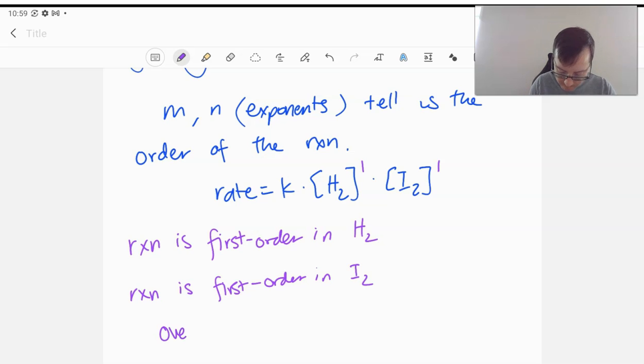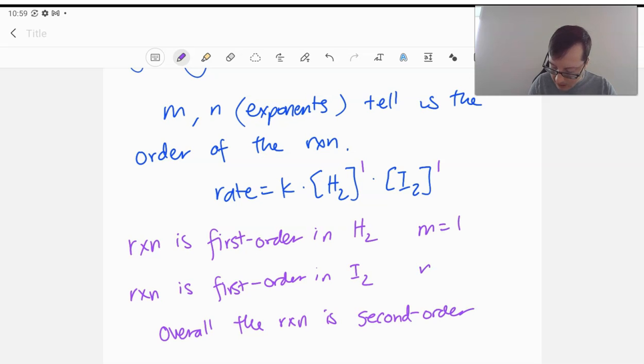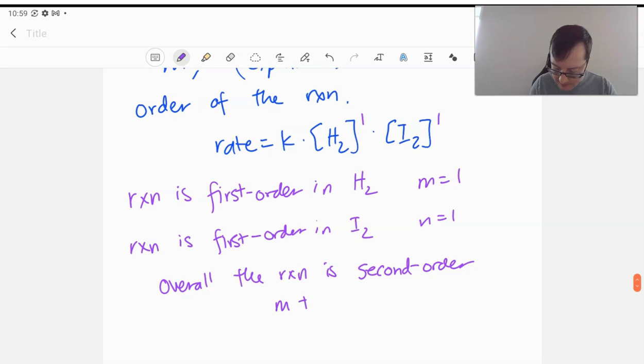Overall, the reaction is second order, because we have M was 1, N was 1, M plus N is 2. So our overall reaction is considered second order, but the reaction is first order in respect to hydrogen and also first order in respect to iodine. We'll see that this will not always be the case. We can have second order overall reactions that are not made of first order reaction components. And we'll see that again in next videos.